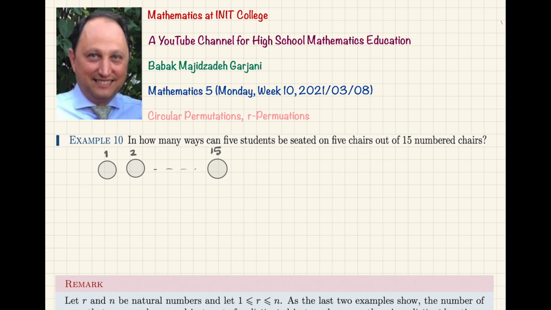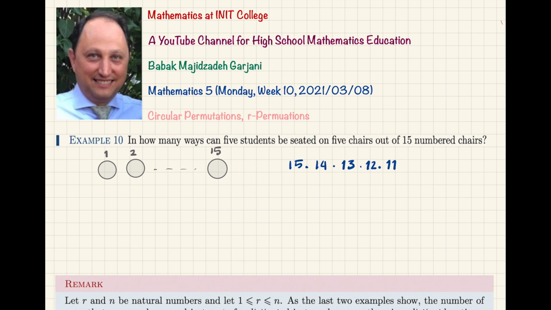So how many chairs are available for the first student? The number of available chairs for the first student is 15. But now one of these students takes one of these chairs, and then how many chairs would be available for the second one? 14. Yes, the next one will have 13 options, the next one would have 12, and the next one finally will have 11. So definitely this is the answer.